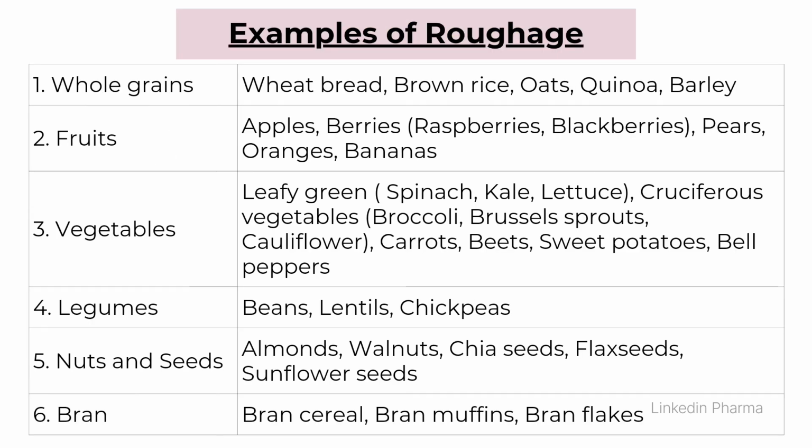Examples of roughage. 1. Whole grains: wheat bread, brown rice, oats, quinoa, barley. 2. Fruits: apples, berries, raspberries, blackberries, pears, oranges, bananas. 3. Vegetables: leafy greens, spinach, kale, lettuce, cruciferous vegetables, broccoli, Brussels sprouts, cauliflower, carrots, beets, sweet potatoes, bell peppers. 4. Legumes: beans, lentils, chickpeas. 5. Nuts and seeds: almonds, walnuts, chia seeds, flax seeds, sunflower seeds.